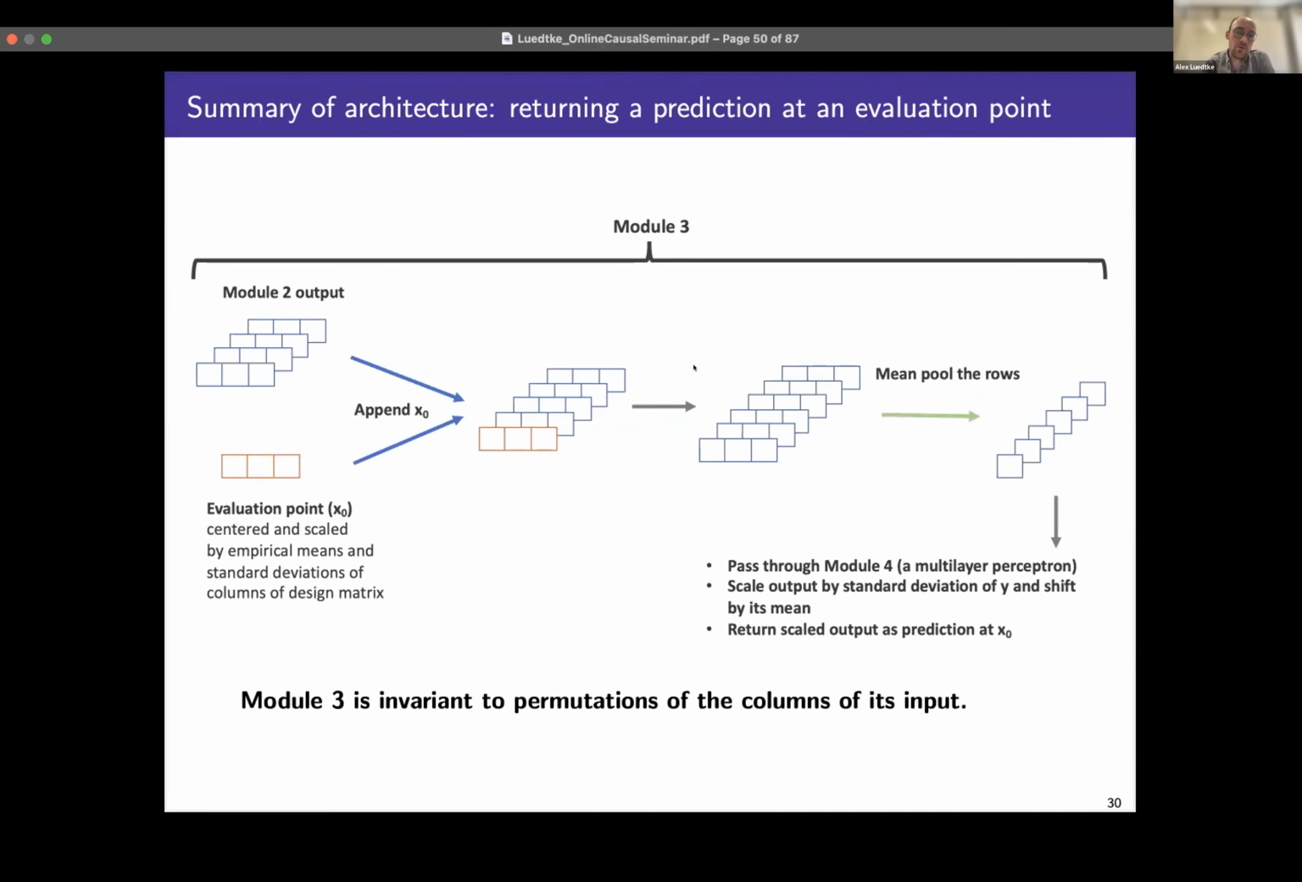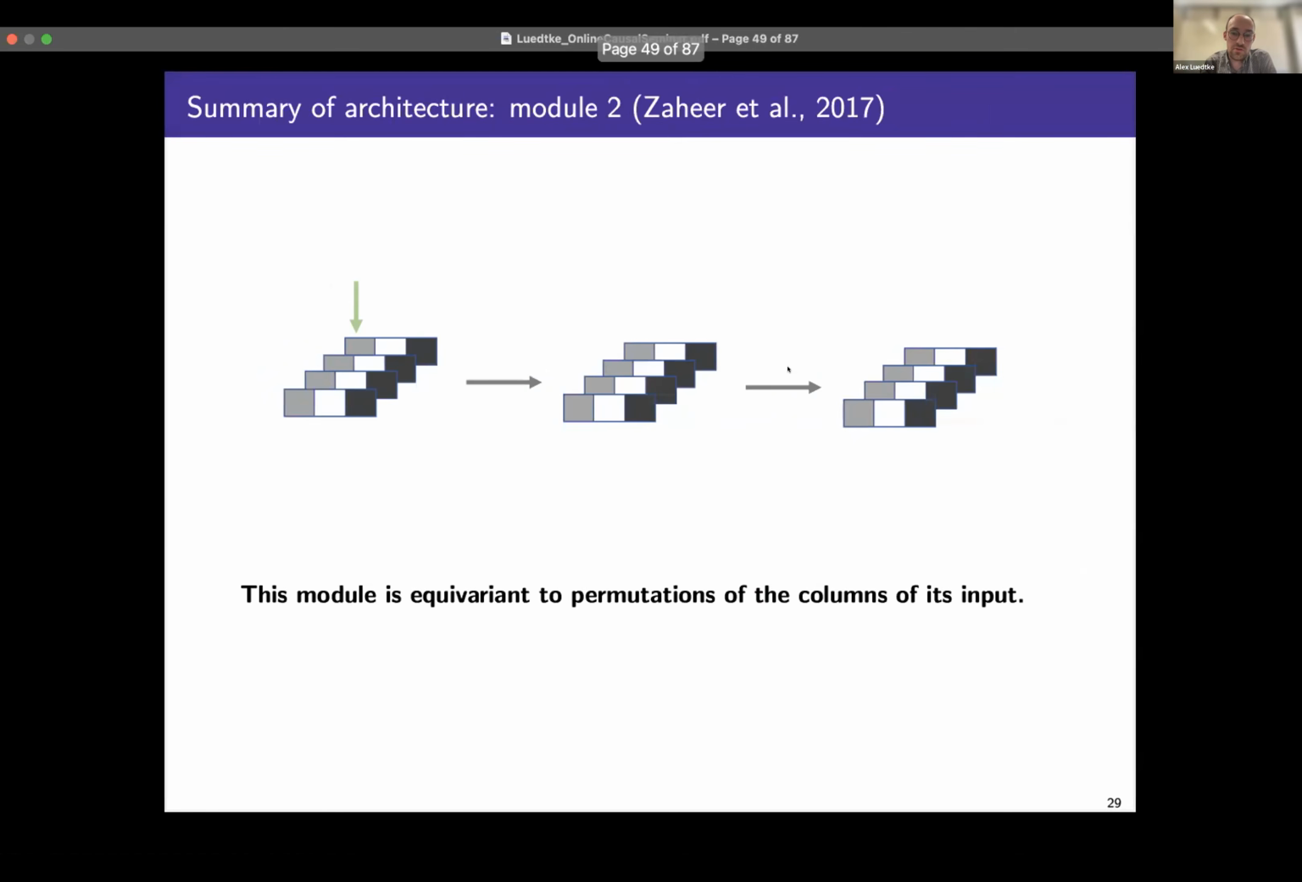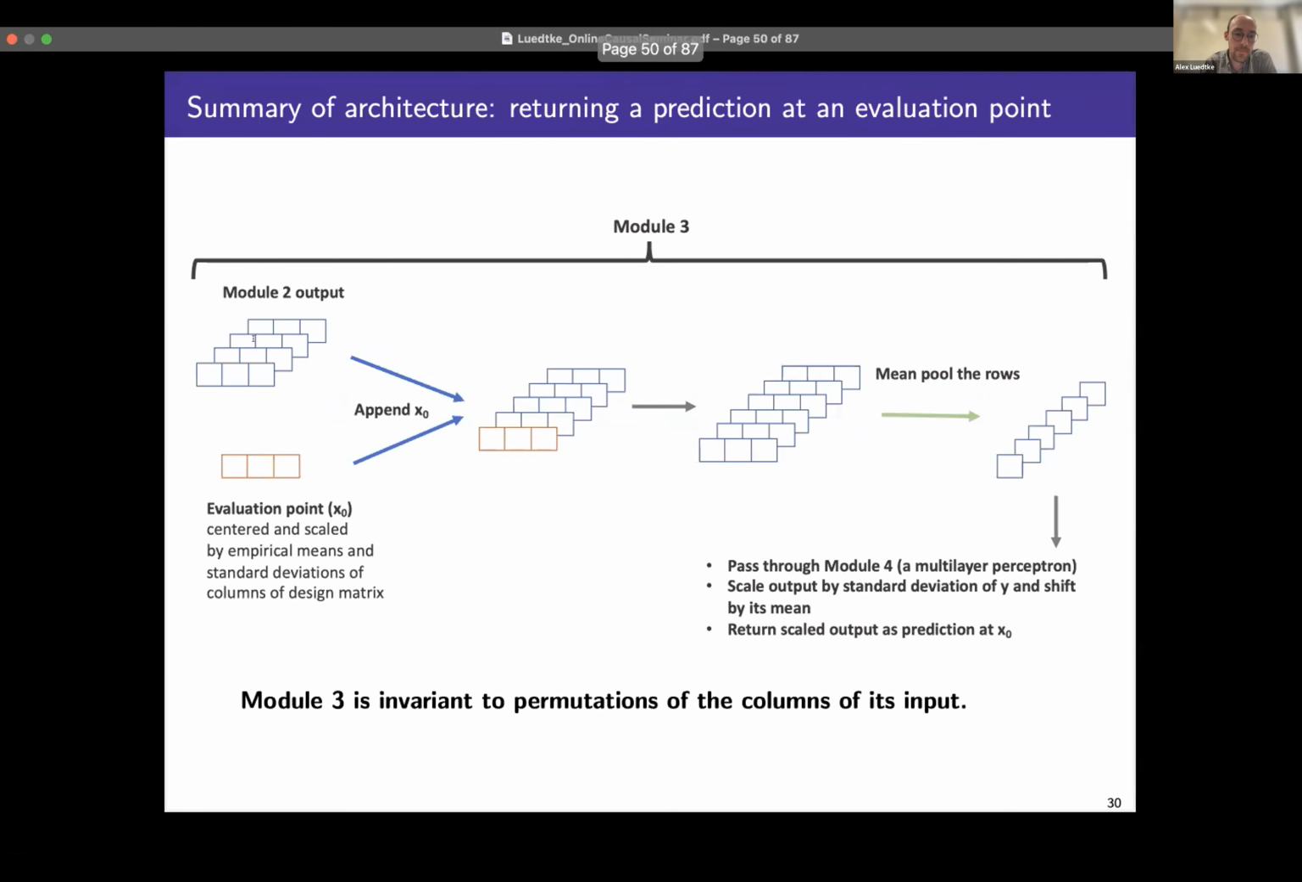Okay, and the final display of our estimator here. So we have the output of module 2. This is just copied from over here. Now we're finally going to ask, okay, where do you want to evaluate this estimate of the regression function? So give me your evaluation point. It's this orange value here, and we're just going to append it to the output of module 2. Or module 3 or module 2, yes. So we're just going to append this x naught here. Okay, so that's quite easy.